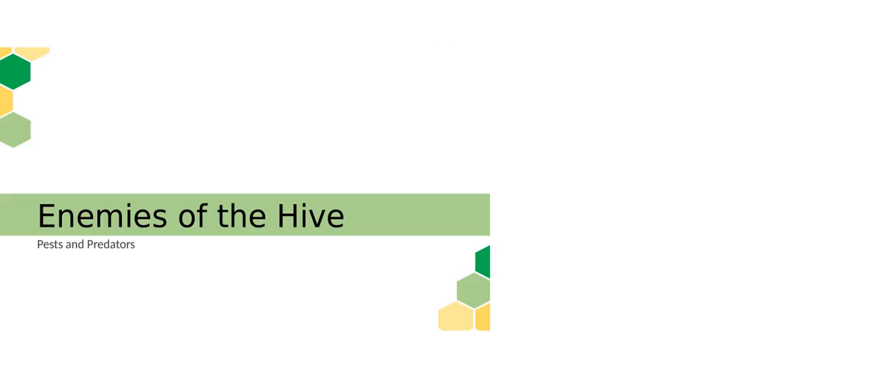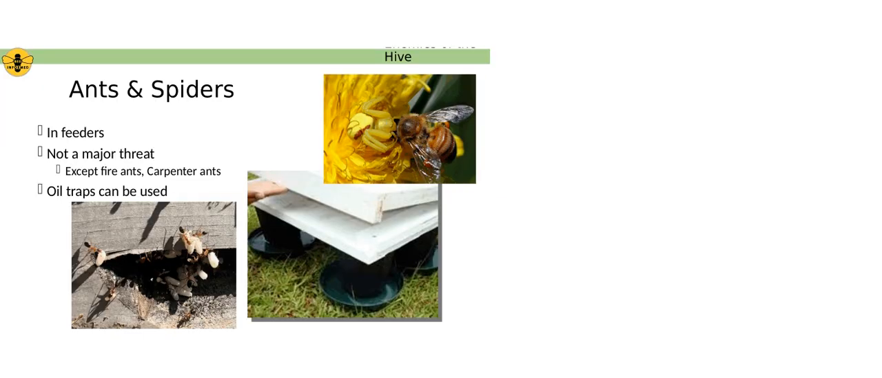Some of the enemies of our hive: I'm going to start with some of the lesser enemies and work our way up to some of the ones that can be more of a pain. So, ants and spiders. I think this is a really cool picture of a crab spider eating a honeybee. A lot of times you'll find these in the feeders or near the top of the colony in the inner cover or outer cover. They're not a major threat for the bees.